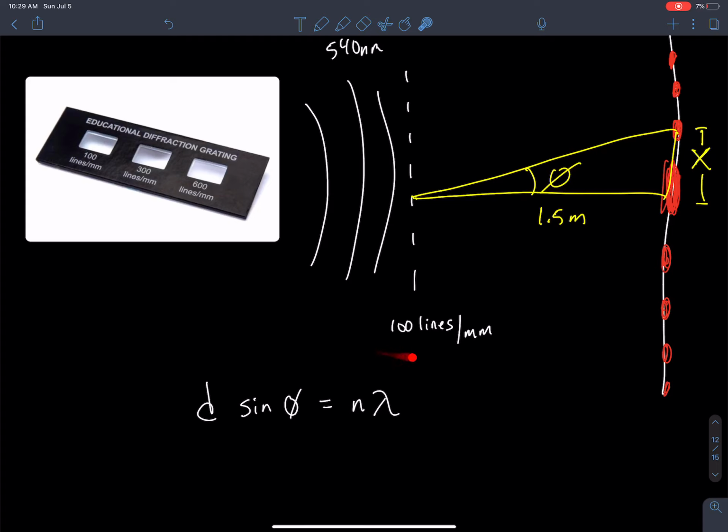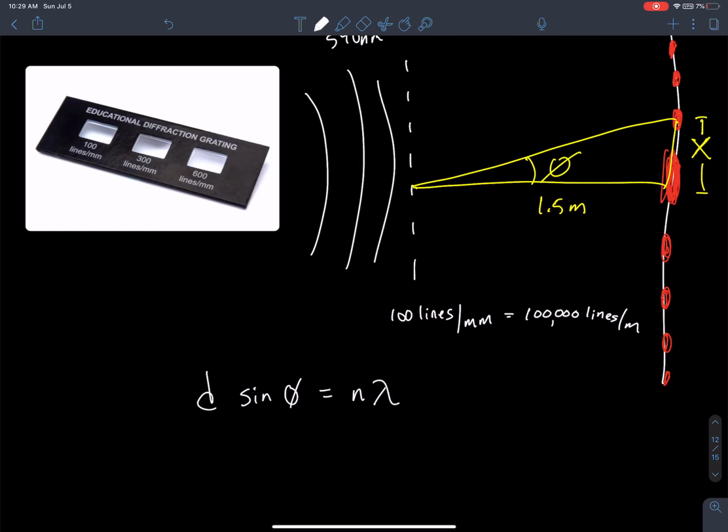So first of all, I need to convert 100 lines per millimeter into d. d would be the spacing of each individual line. What I need to understand is that 100 lines per millimeter is equal to 100,000 lines per meter. That's important. So the actual width of one line would be 1 meter divided by 100,000 lines, and that would be equal to d.